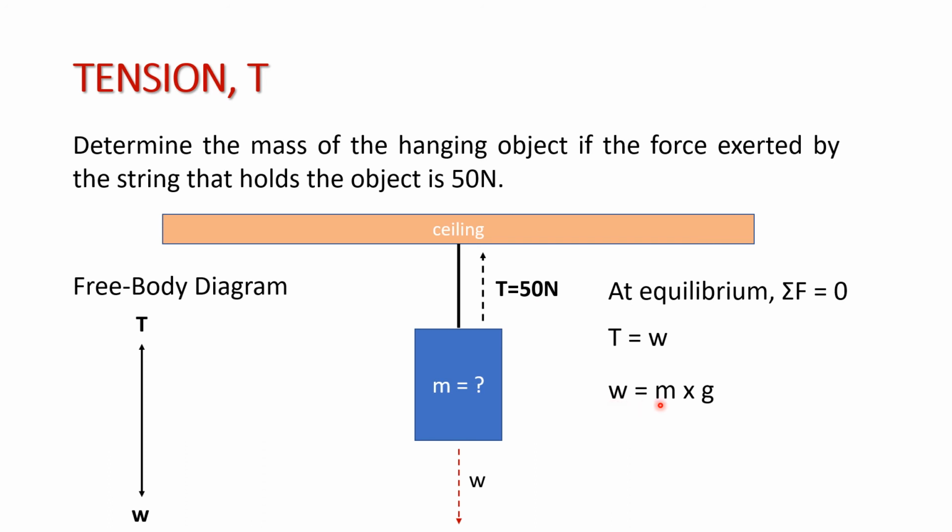Since weight is equal to mass times g, or the acceleration due to the pull of gravity, using this formula, we can derive the formula for the mass. Mass will be now equal to weight divided by the acceleration due to the pull of gravity, or g. So that is 50 newtons divided by 9.8 meter per second squared. We will arrive at a value of 5.10 kilograms. So the object has a mass of 5.10 kilograms.